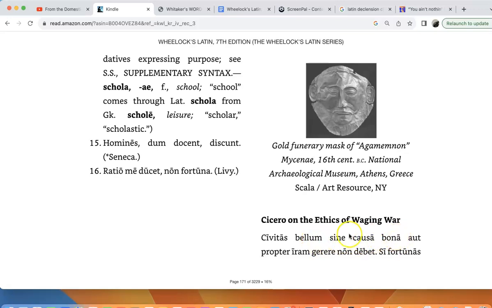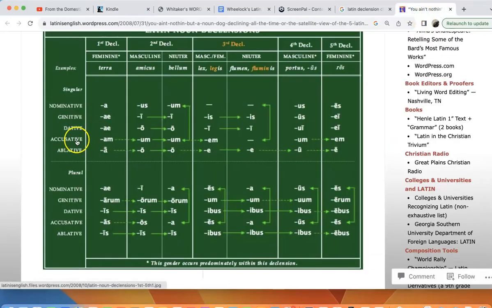So sine causa bona. Again, sine is always followed by the ablative. So first declension ablative singular is A. Aut means or, propter means on account of, followed by the accusative. Iram, we've had before, it's where we get words like irate. So in this case, on account of anger. This can also be translated as because of anger. But Latin uses the accusative here. That's why we have am, because first declension accusative singular is am.